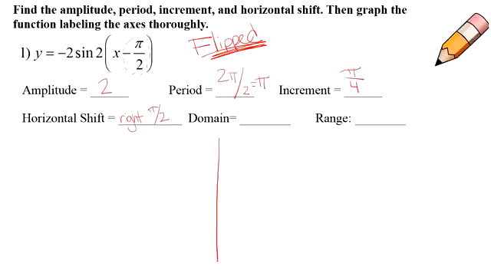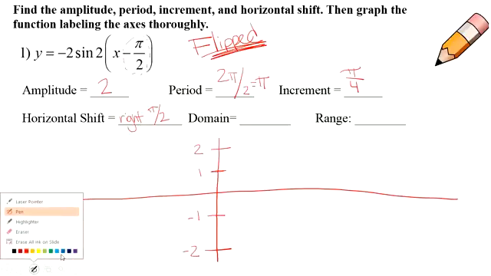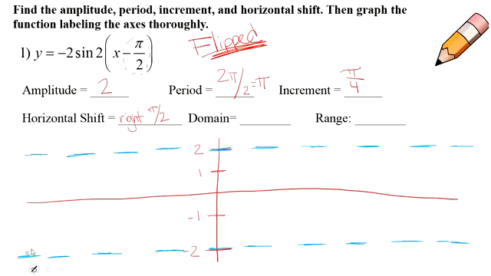So let's put our normal graph here. There we go. I'm going to draw in my amplitude. So I have 1, 2, -1, -2. I'll grab my blue color, remember, because we always make a color for our amplitudes. Up and down. Alright, then let's do our increment.